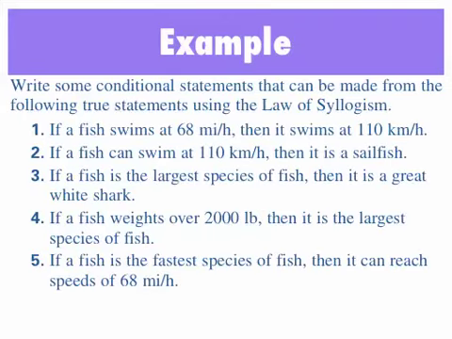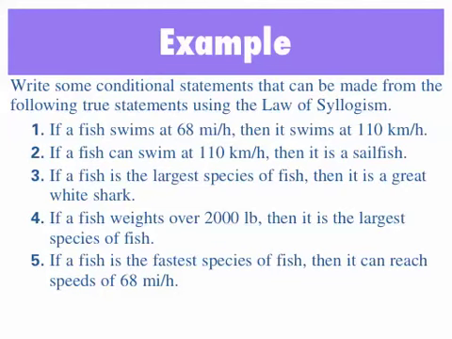An example says write some conditional statements that can be made from the following true statements using the law of syllogism. One says if a fish swims at 68 miles per hour, then it swims at 110 kilometers per hour. And two says if a fish swims at 110 kilometers per hour, then it is a sailfish. Notice the conclusion of the first is it swims at 110 kilometers per hour, and the hypothesis of the second is that a fish swims at 110 kilometers per hour.